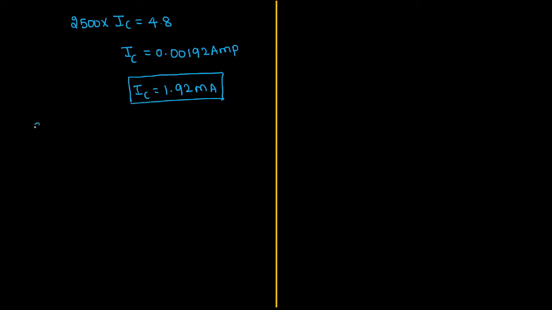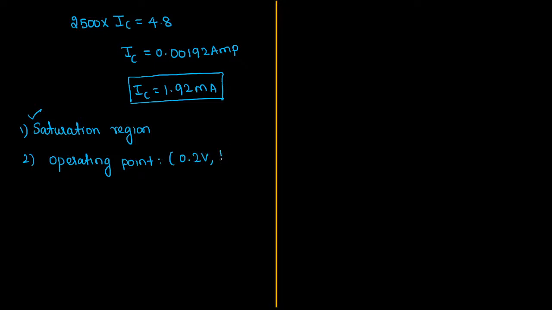So what we found? Two things. First one is the transistor is being operated in the saturation region, and that is the first conclusion we found. Second one is the operating point. What is the value of operating point? Operating point means collector to emitter voltage comma collector current. So the operating point is: collector to emitter voltage is fixed, that is the saturation voltage, comma 1.92 milliampere, because the region of operation is saturation. Don't forget, that is very important.